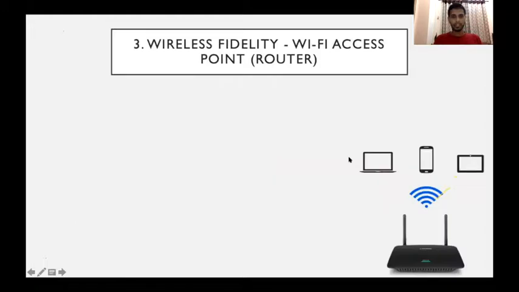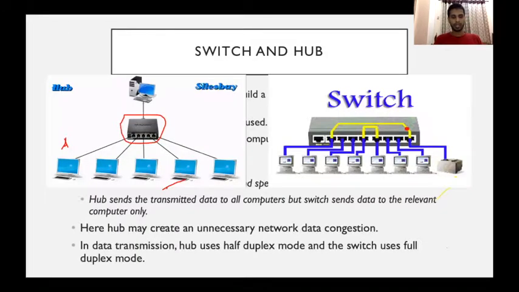Yes, sir. Very good. So now we will go to the Wi-Fi access point. Sir, please repeat the last point. Okay, the last one. In the data transmission, see, the green colors are data transmission. The hub uses half duplex.